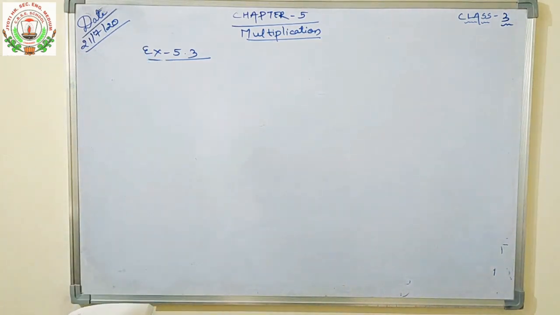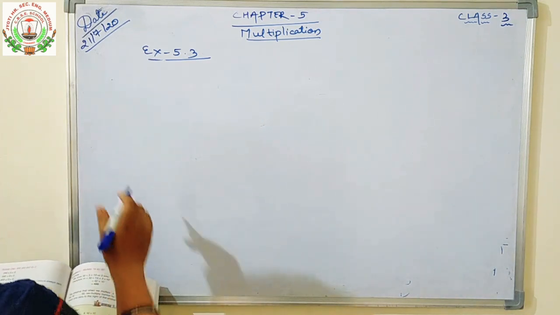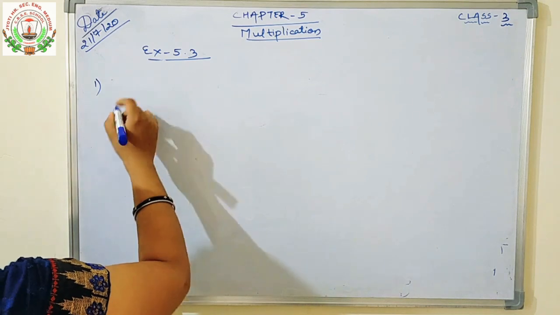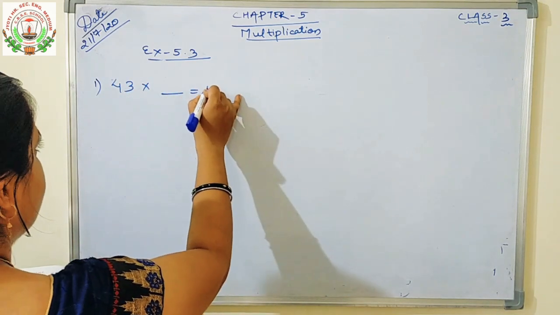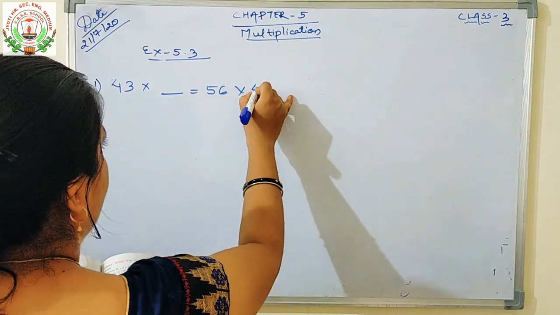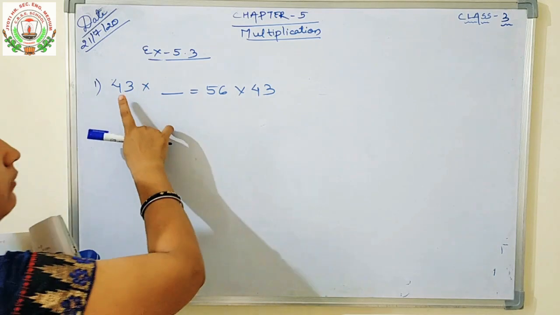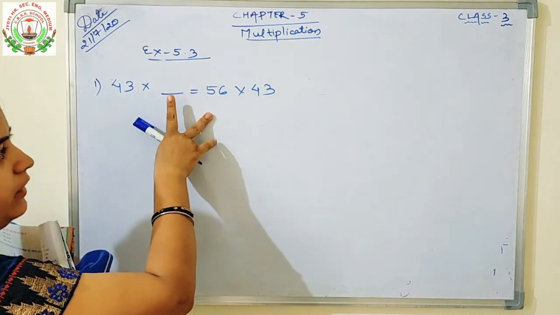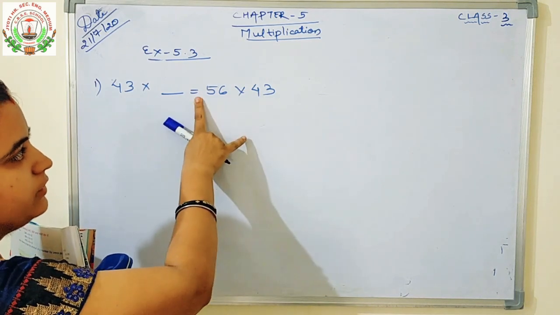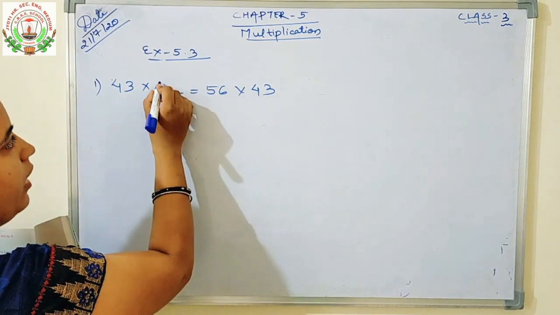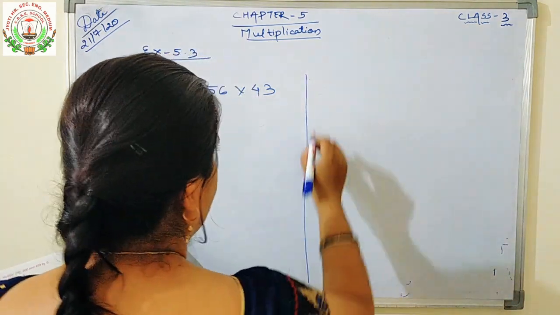5.3. First one is fill in the boxes using the multiplication properties. You have to fill the boxes using multiplication properties. 43 into dash is equals to 56 into 43. The third property which we have learned, whenever the two numbers will be multiplied in either order. Here 43 is given, 43 is given, equal sign is given, 56 is given. What will come here? 56.